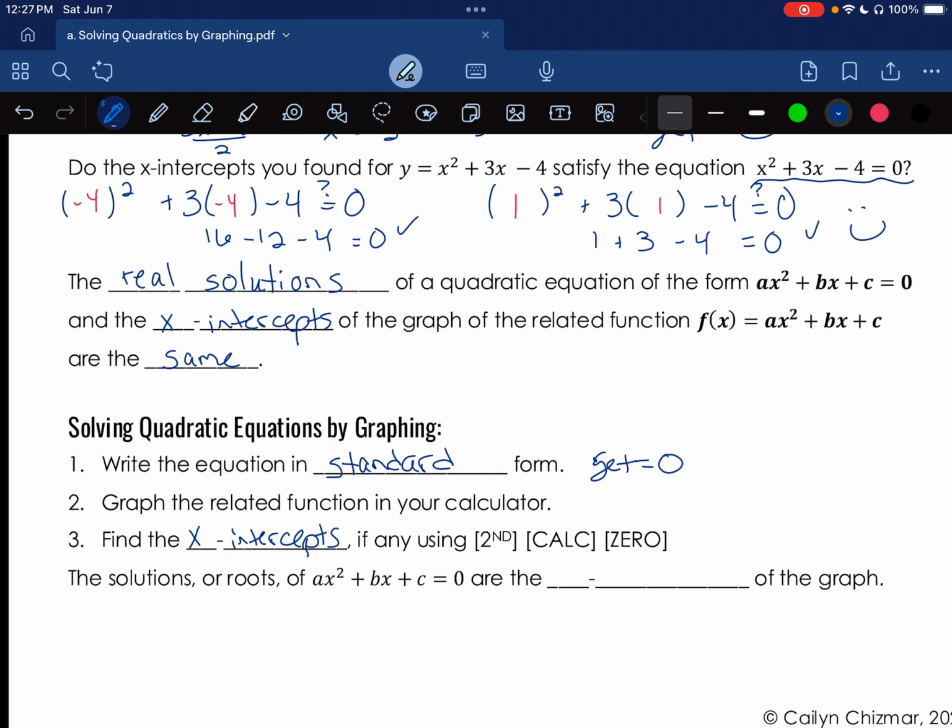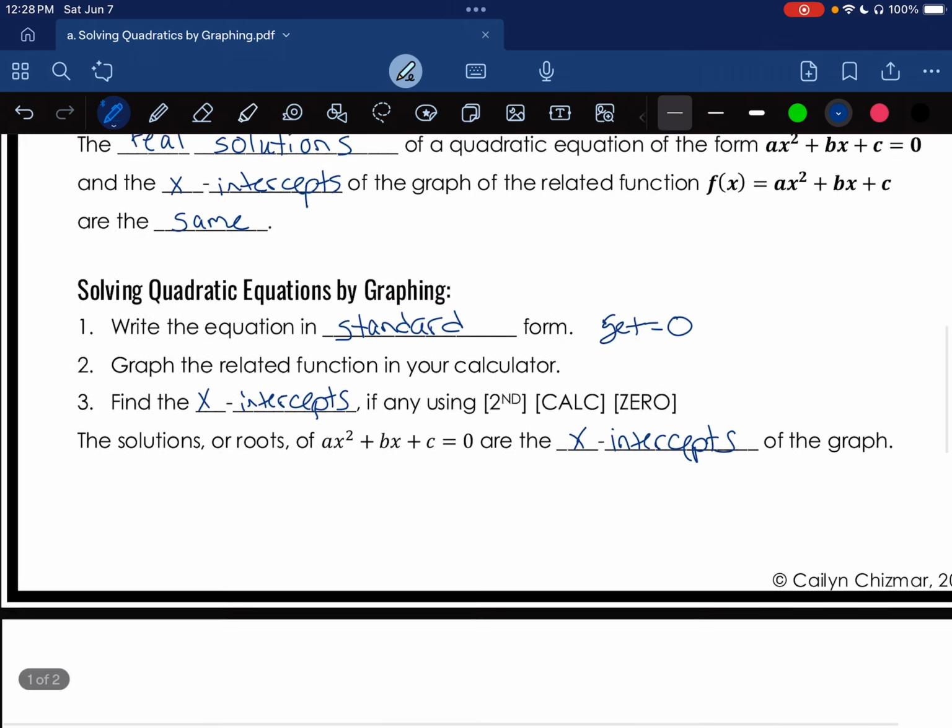And we're going to hit second trace, which brings up calc. Calc is like the second function of that trace button. And then there's an option called zero that we want to select. And then it's going to ask you a series of questions, like to the left of the zero, to the right, all that good stuff. And then you're going to have it guess your intercepts. And you'll have to do that once or twice, depending on how many solutions you've got going on. And then the solutions, or the roots, lots of interchangeable names here, of ax squared plus bx plus c equals 0 are going to be those lovely x-intercepts that you just found.